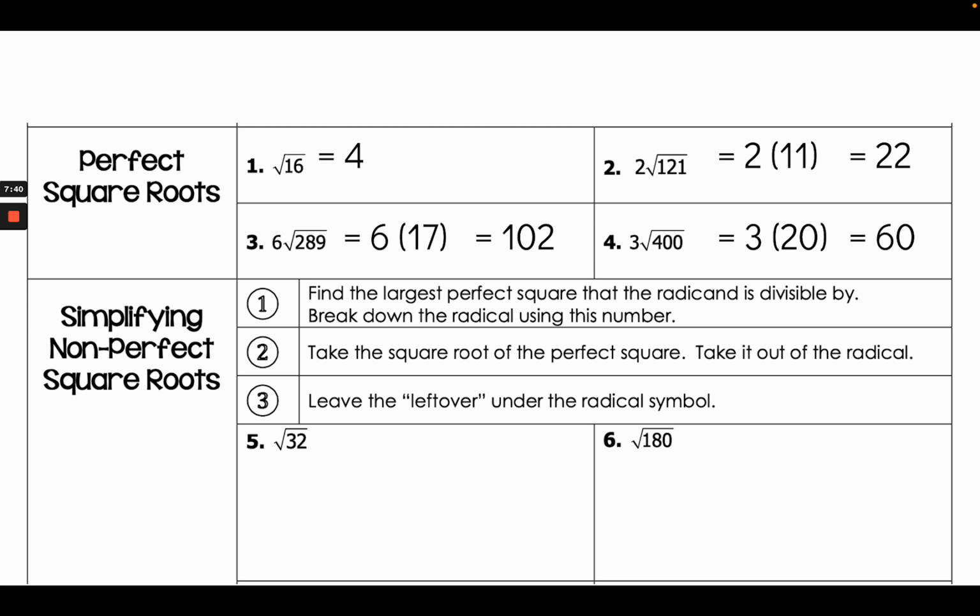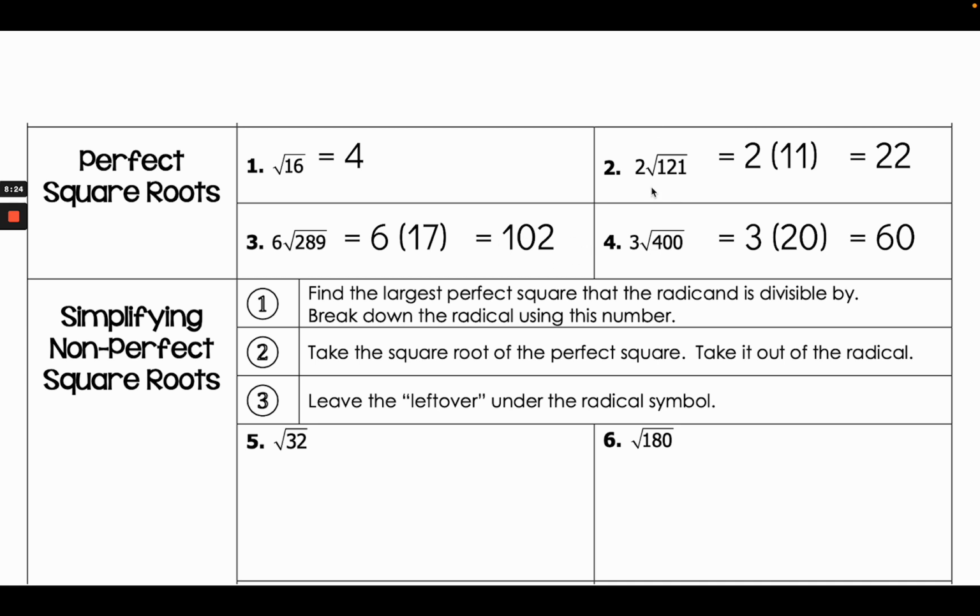Now, you could actually punch this all into your calculator and get a whole number. So let's just try it on your calculator. Let's try 2 root 121, and you should get the answer of 22. In your calculator, try 6 root 289, and again, you should get 102. And lastly, try 3 square root 400, and you should get the answer of 60. Now, they call these perfect square roots because your answers are whole numbers and there's no decimals.